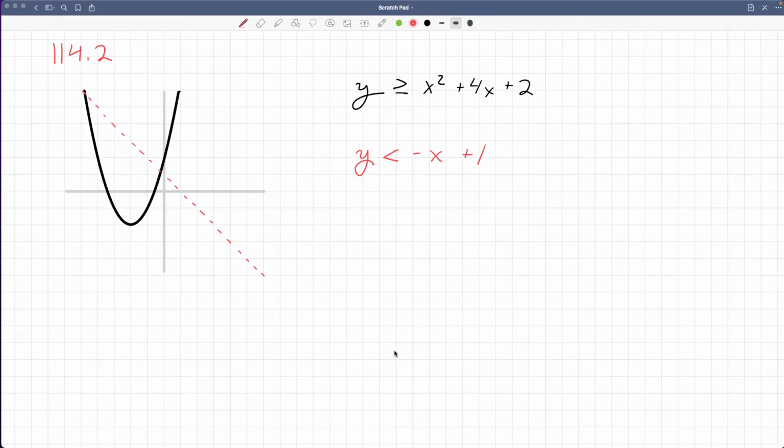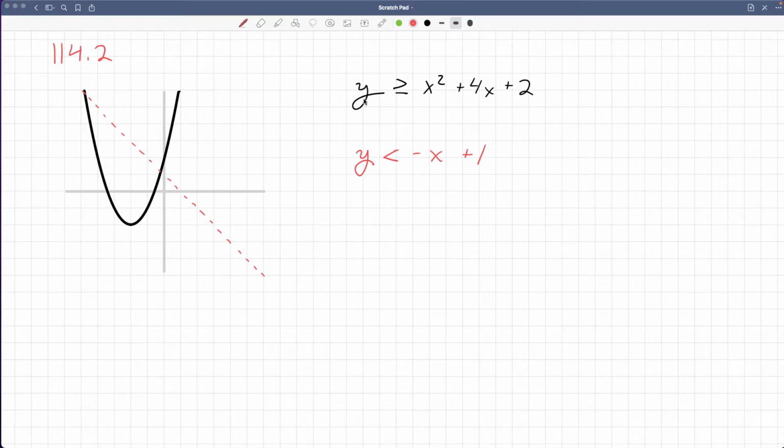Okay, and we also see that the intersection point is a positive 1, which is right here. So that's correct as well. So everything is drawn correctly. So now we need to assess where we're going to shade in. So let's pick a point here. Let's look at this and see if we can make sure that our guess is correct.